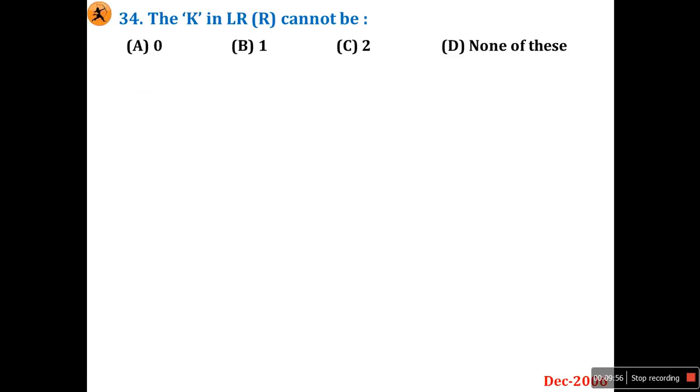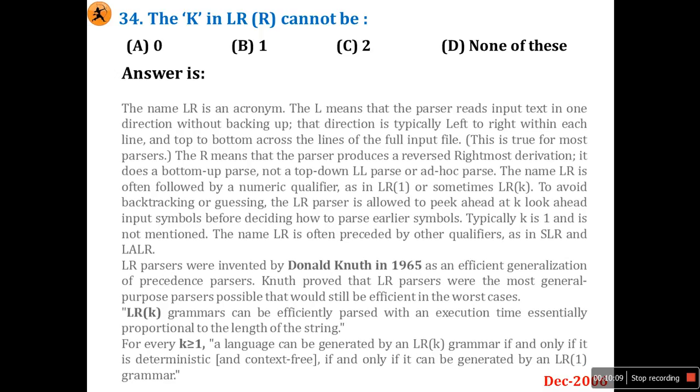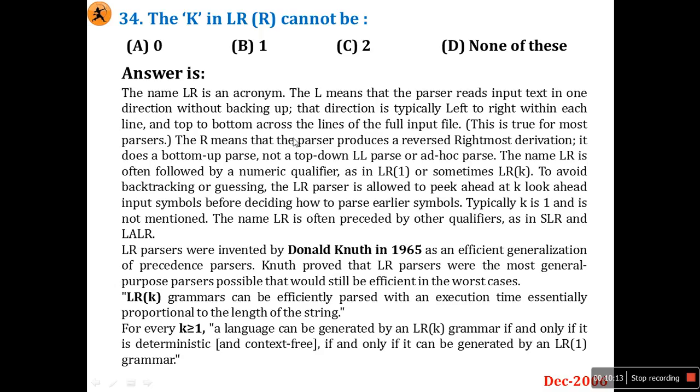Now look at question number 34. The K in LR(K) cannot be 0, 1, 2. This is also one of the finite automata and theory of computation questions. We'll detail it in depth. The name LR is an acronym. L means the parser reads input text in one direction, typically left to right. Here LR means reading left to right, within each line top to bottom, across the lines of the full input file. Is it clear? L means left to right. This is true for most parsers. Then R means that the parser produces a reversed rightmost derivation.